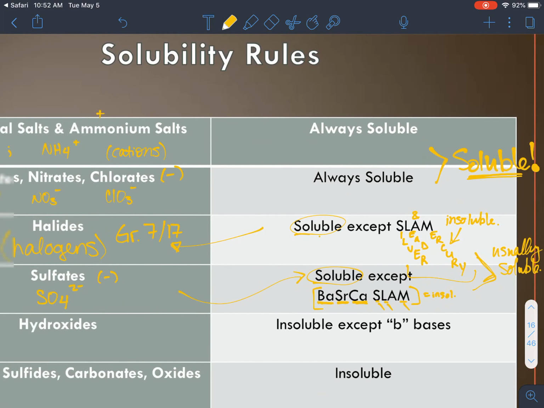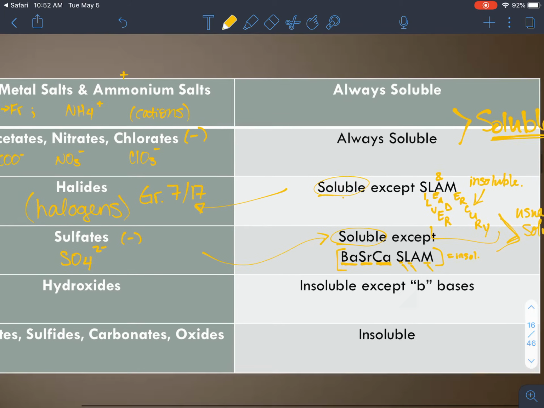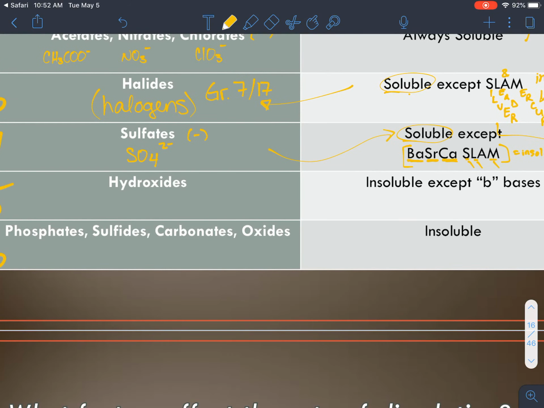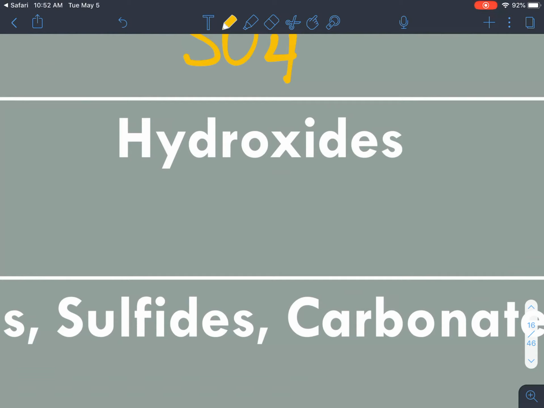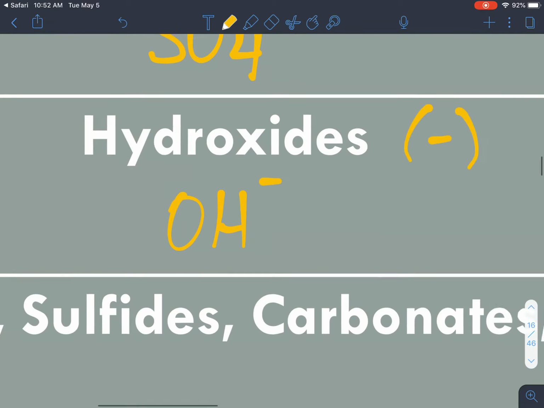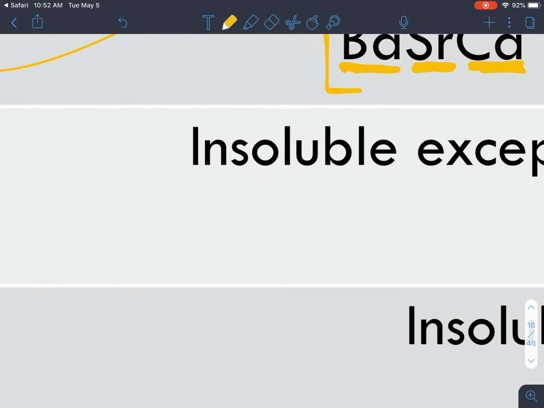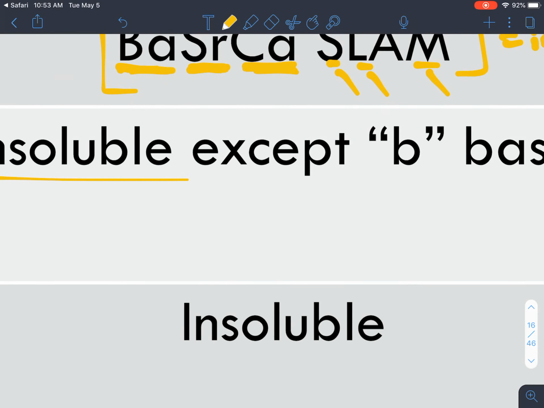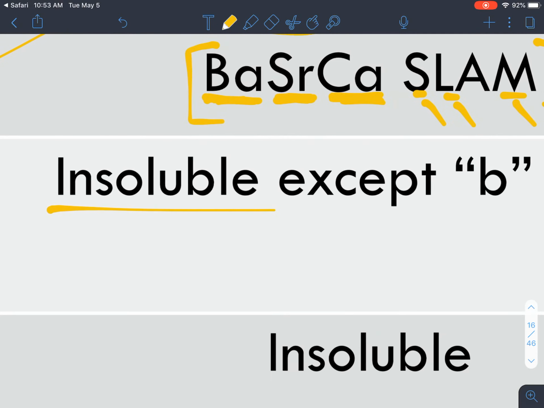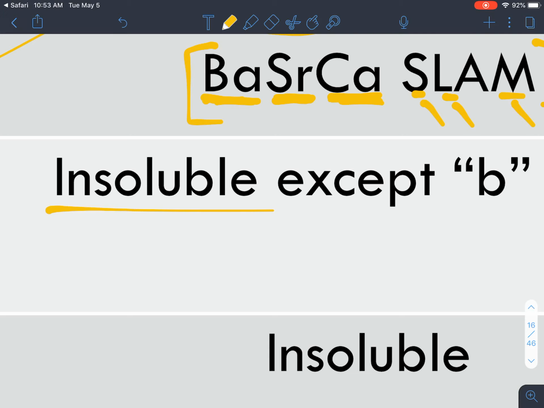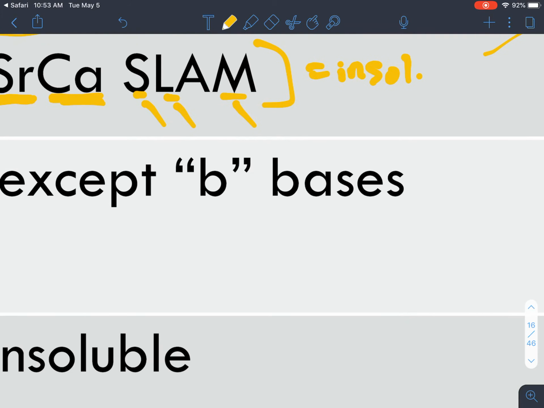Usually soluble. Next up, we have hydroxides. A hydroxide is an OH polyatomic ion, and it has a -1 charge. So again, this is our anions that we're looking at. Hydroxides, let's see, majority is insoluble. Okay, so this is different than the previous 2, which were usually soluble. So if something has a hydroxide, it's generally going to be insoluble, and our exceptions are the B bases.